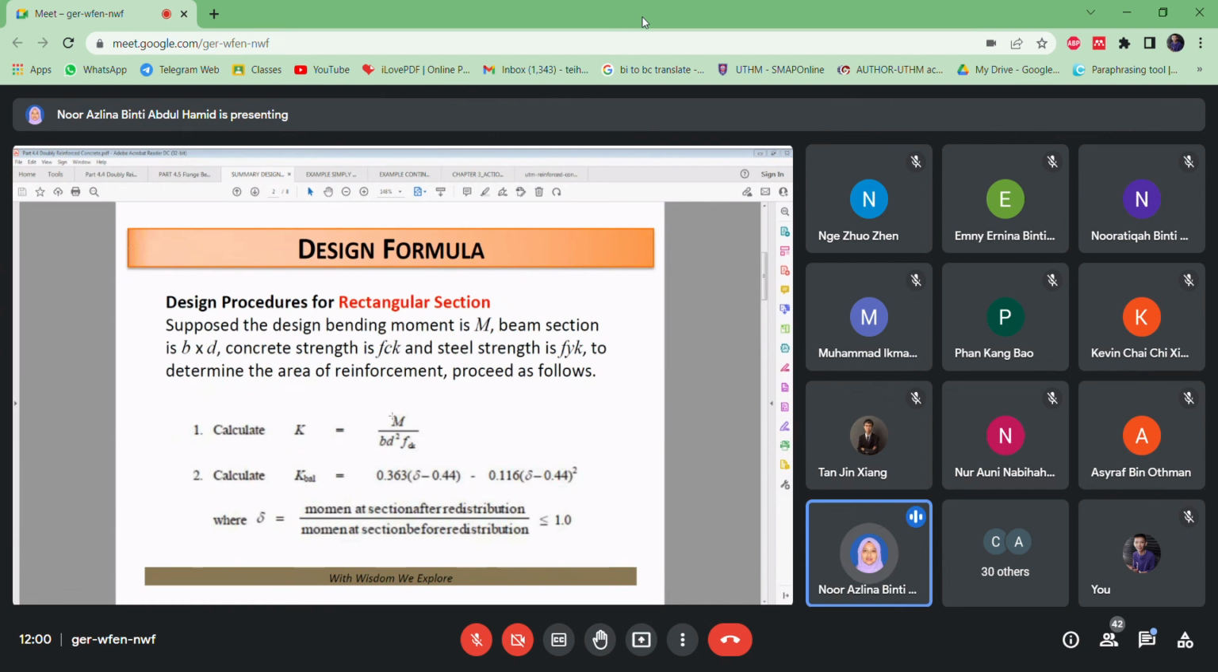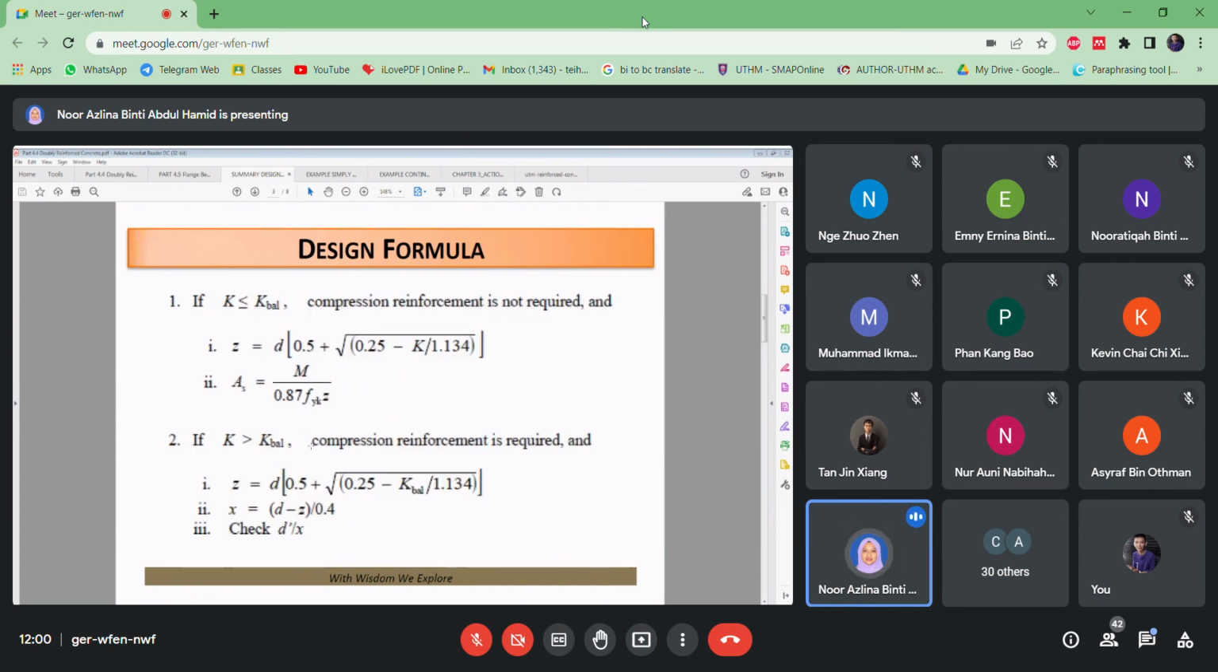Sebenarnya sama je, moment sama dengan K B to the power of 2 FCK. K tu apa, kan? Which is 0.167. Sama je. Ni this other way. This another way here. So why you calculate the Z first? Because you want to substitute in equation of AS, which is compression reinforcement is not required.